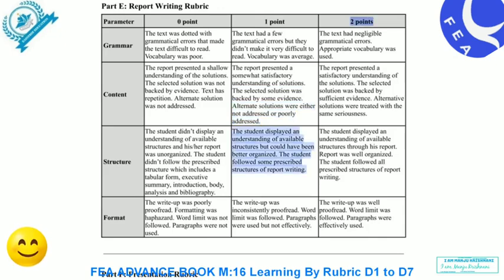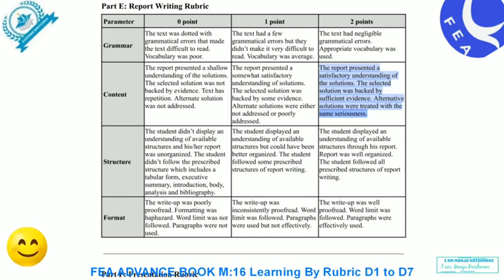The student displayed an understanding of available structures but could have been better organized. The student followed some prescribed structures of report writing. 2 points. The text had negligible grammatical errors. Appropriate vocabulary was used. The report presented a satisfactory understanding of the solutions. The selected solution was backed by sufficient evidence.